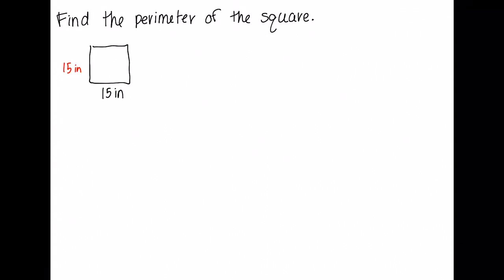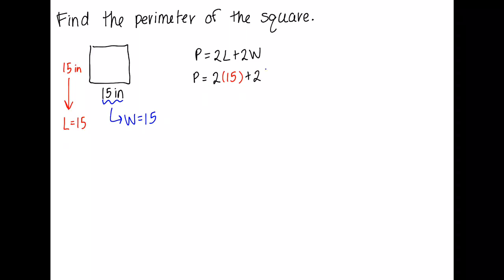So I will go ahead and call the length 15, and I'm going to use this guy and call him the width, which is 15. The perimeter formula for a rectangle is 2 times the length plus 2 times the width. So the perimeter would be equal to 2 times 15 plus 2 times 15. The perimeter would be 30 plus 30, which is 60, and then the units are going to be inches. It totally works, it's fine.